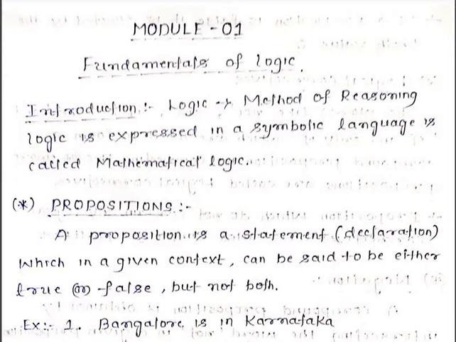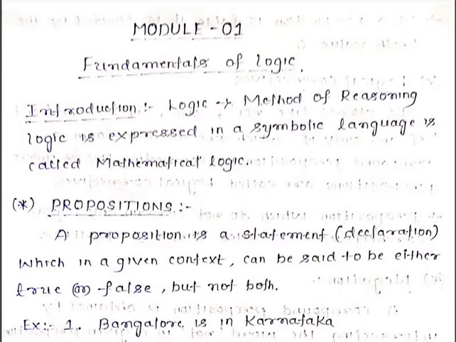So here we go, the introduction goes like this. Logic is a method of reasoning. Logic expressed in a symbolic language is called mathematical logic. So what is a proposition? A proposition is a declarative statement which, in a given context, can be said to be either true or false, but not both.